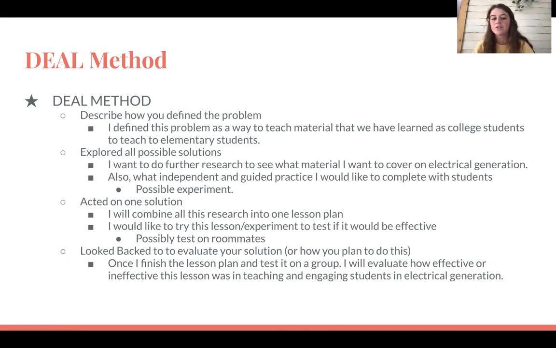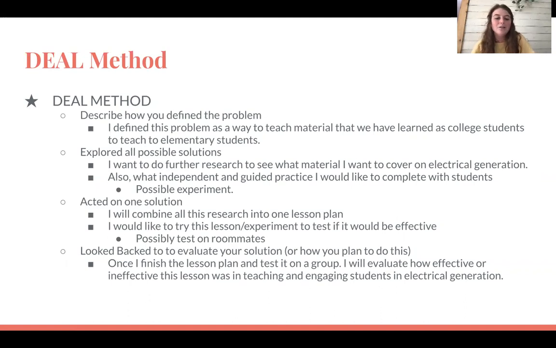Act on one solution. So I want to combine all of this research and everything I look up into one lesson plan. I would like to try this lesson and experiment to test it to see if it'd be effective. Because sometimes you write all this stuff out and then you actually do it and you're like, that doesn't make any sense, and people don't understand this. So maybe I'll try it out on my roommates or I can find some kids in elementary school to try it out on. But just somebody who's never heard some of this stuff before, to try and experiment to see if it even works.